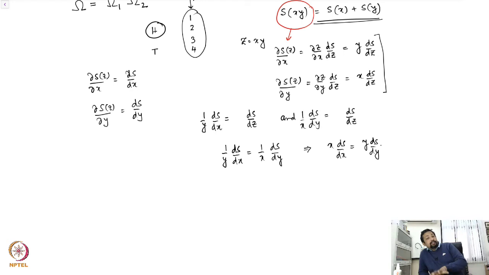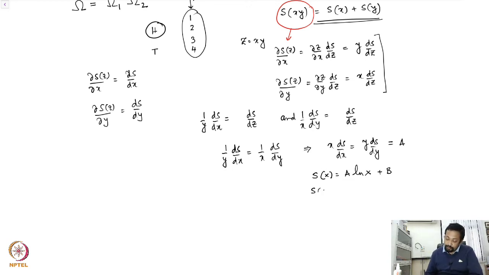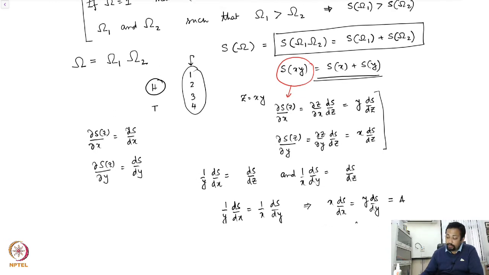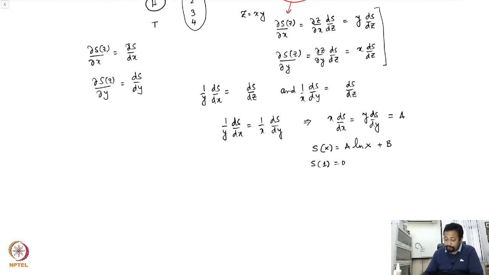Now the left hand side is a function of x, the right hand side is a function of y, and therefore this can only be a constant, which means that S of x can be a ln x plus b. Since S of 1 is equal to 0, the one that we have written down over here, that if omega is equal to 1, the uncertainty associated with it vanishes, it follows this would imply that S of x is a ln x.